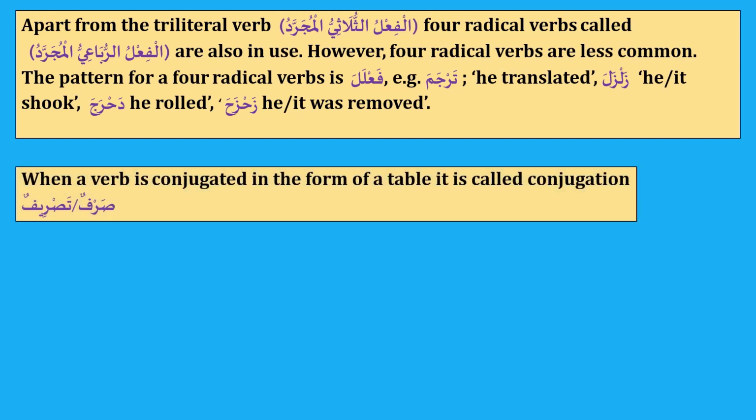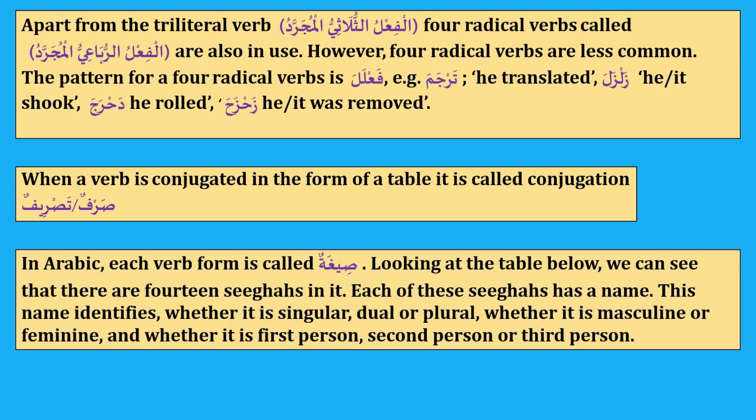When a verb is conjugated in the form of a table, it is called conjugation, or in Arabic, tasrif or sarf. In Arabic, each verb form is called sigha. Looking at the table below, we can see that there are 14 sighas in it. Each of these sighas has a name. This name identifies whether it is singular, dual or plural, whether it is masculine or feminine, and whether it is first person, second person or third person.